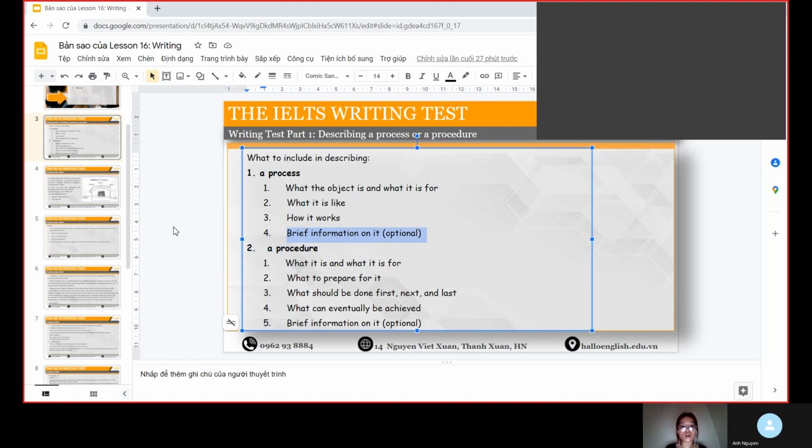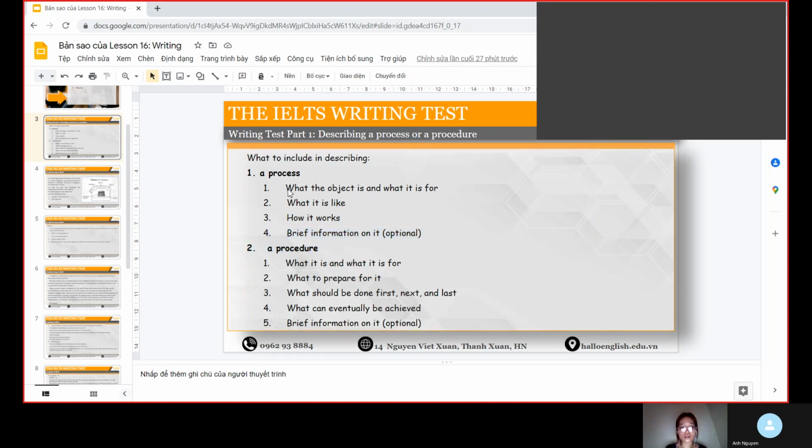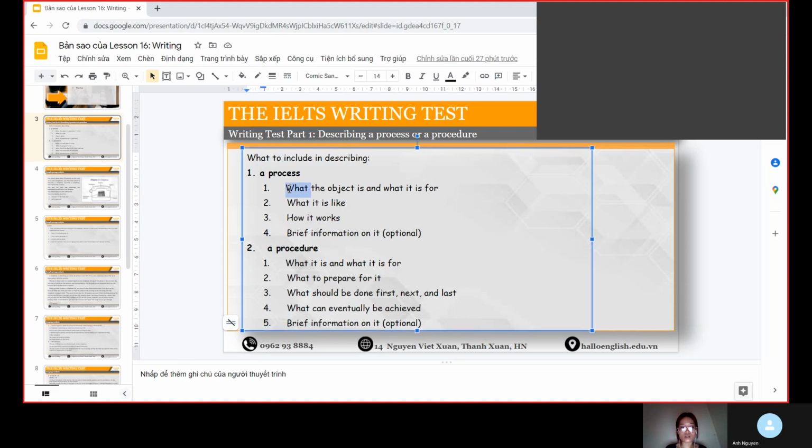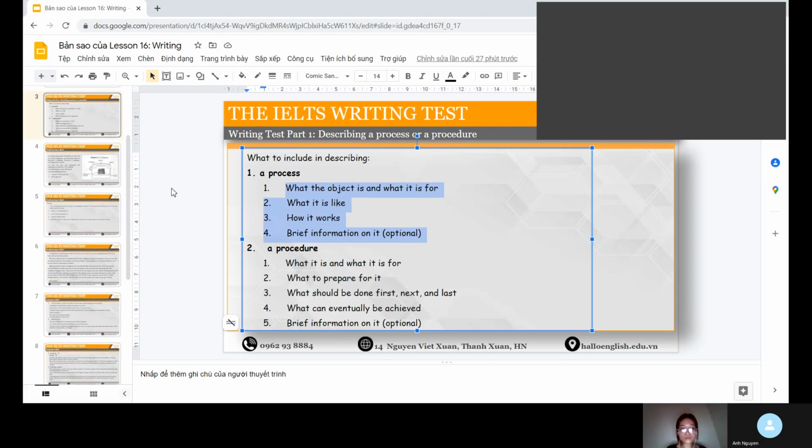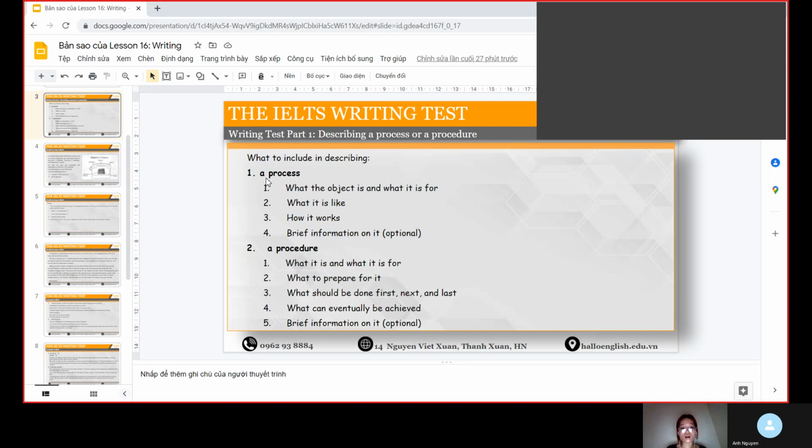It is optional. So after answering these 4 questions, you will get all the information you need to start writing a full paragraph. And that is the 4 questions for describing a process.